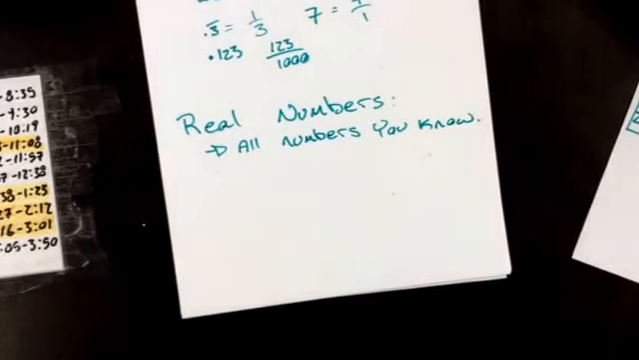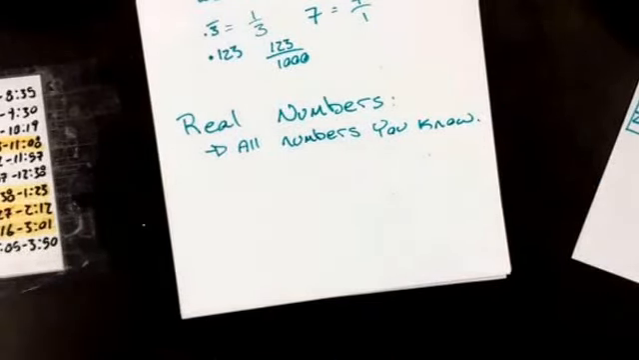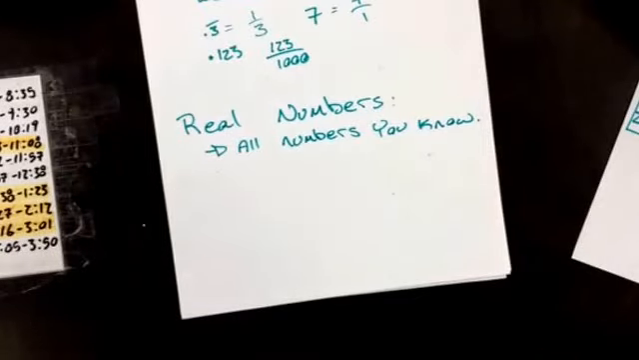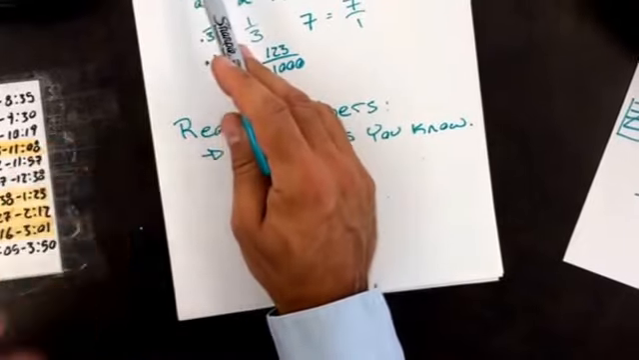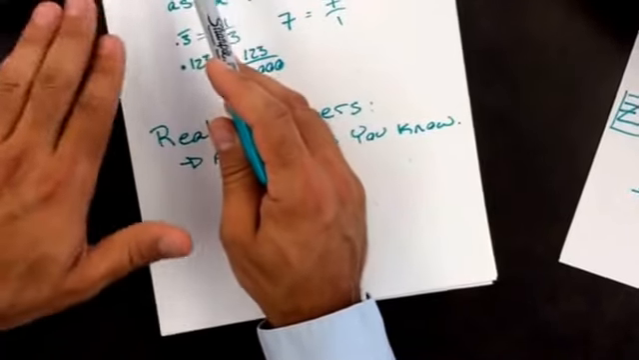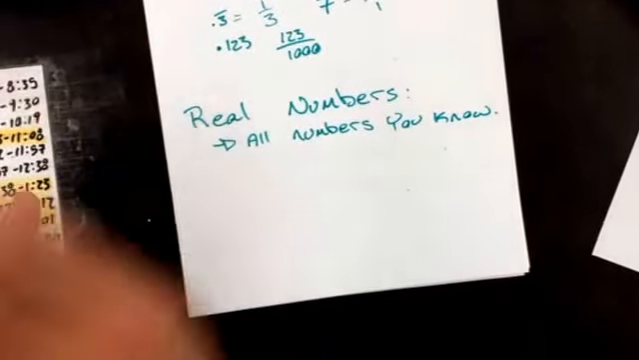Later on, we'll get into a more technical definition of that. Right now, I just want you to think of it as all the numbers you know. Every number you know belongs to the set of real numbers, okay? And so we have one more group besides rational that we're going to use. So we have rational and then a separate set.